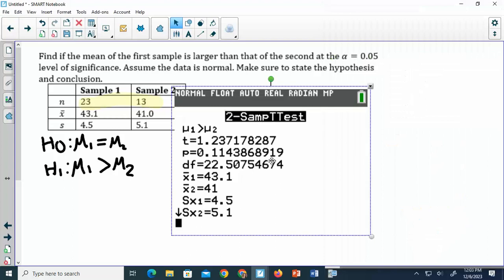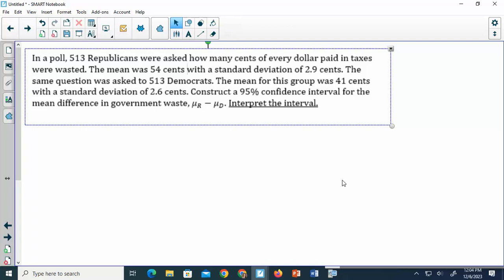Calculate. So the T is 1.2372. Probability 0.1144. So what do we say? Why? Right, since P is greater than alpha, we fail to reject. All right. Any questions there? Okay, next problem. Let's go.